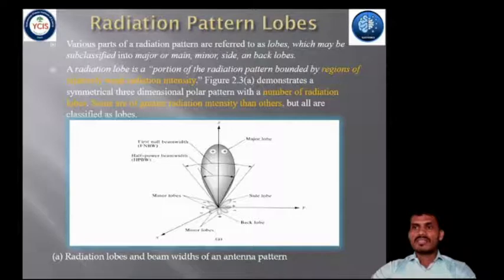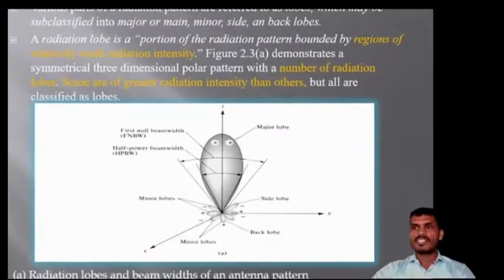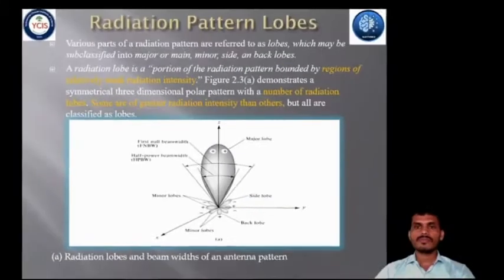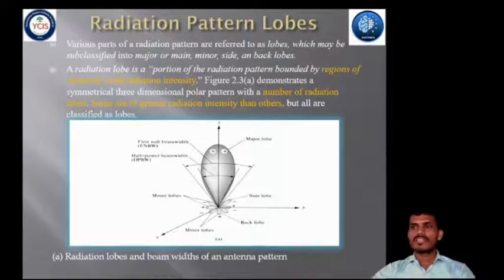You can see that theta is equal to 0 in that direction. In some antennas, such as split beam antennas, there may exist more than one major lobe. That means some antennas have a number of major lobes, so a single antenna can radiate maximum energy in two different directions. Now a minor lobe is any lobe except the major lobe. That means all other lobes are known as minor lobes.